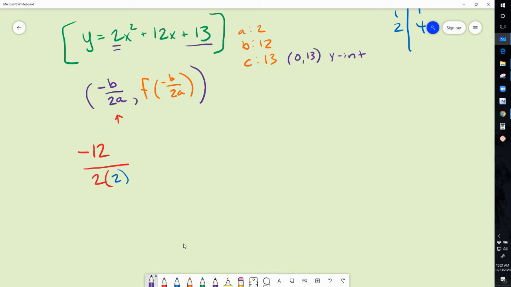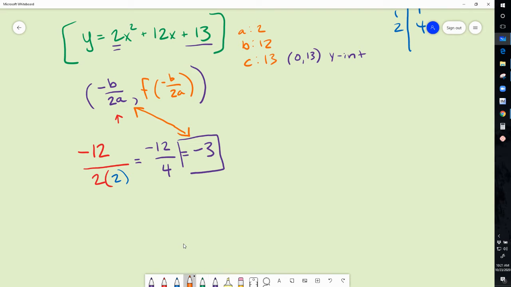Here we go. So we obviously have negative 12 on top, and 2 times 2 on the bottom is 4. And then we divide this, and negative 12 divided by 4 is negative 3. All right, so this is the x value of your vertex. It's negative 3. That literally goes right there. That's where this came from.